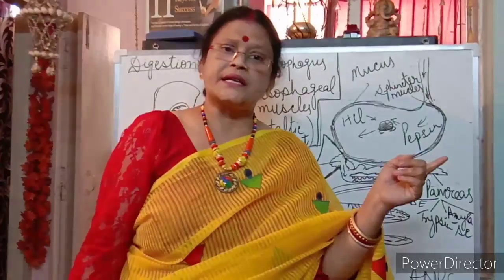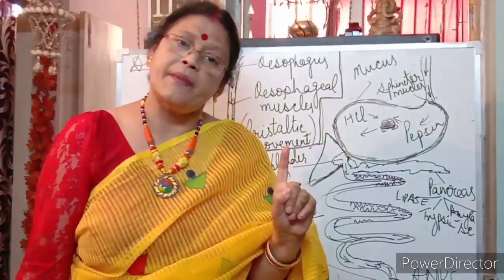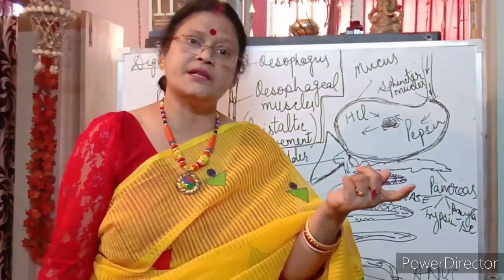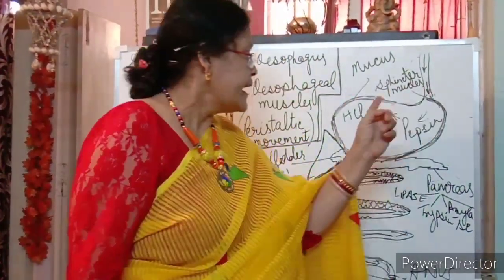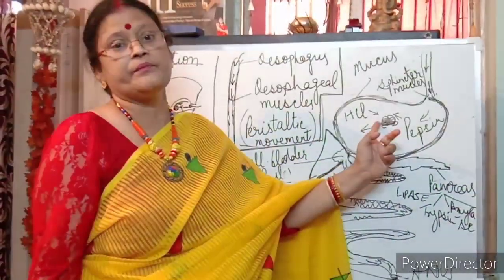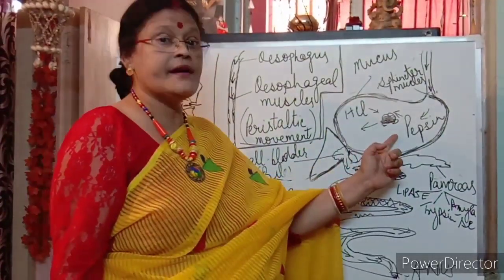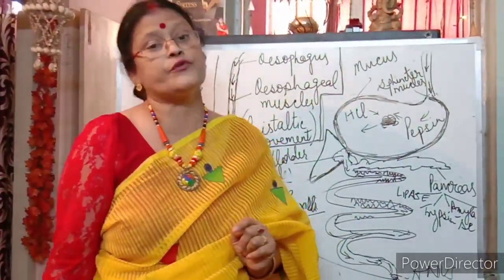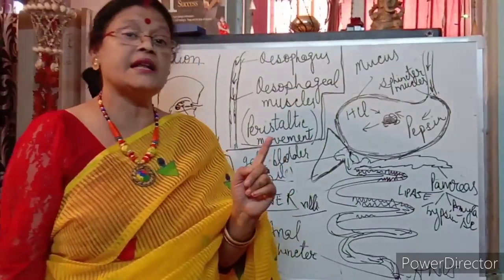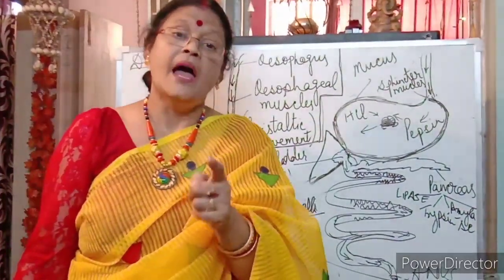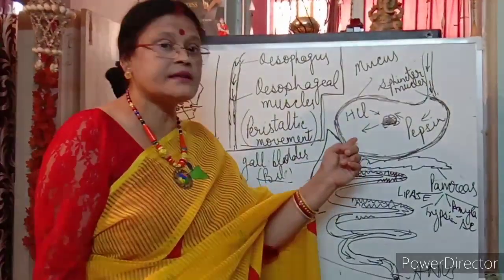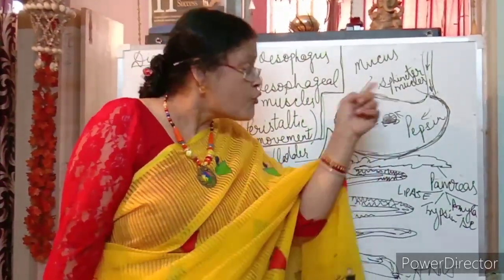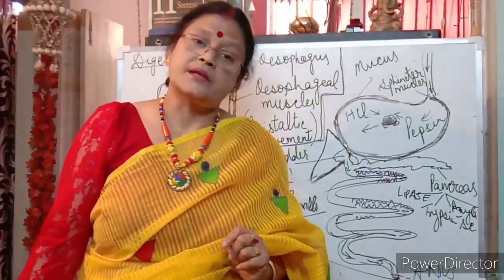What is the role of HCl? First, it kills the bacteria of the food. If there is bacteria in the food, it will kill it. Second, very, very important, it creates an acidic medium for pepsin to act on food. That means pepsin will act in an acidic medium, which HCl is creating.